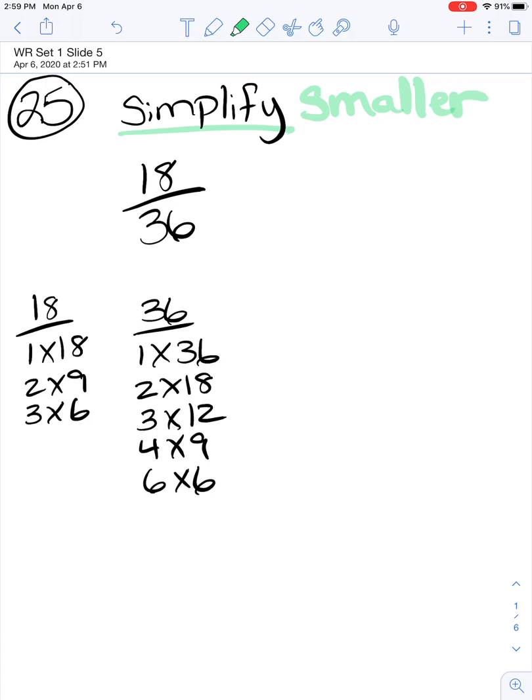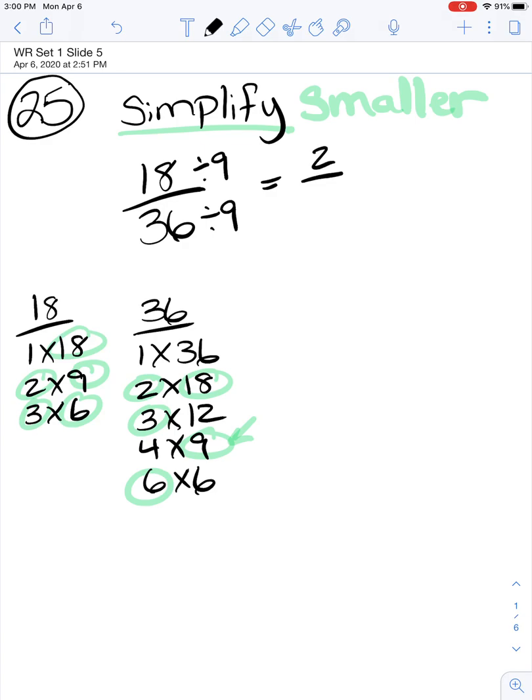So with this, 18 goes into both, 9 goes into both, 2 goes into both, 3 goes into both, and 6 goes into both. Since 18 is kind of a hard number to divide by, we're going to go ahead and do 9 because that's the next highest. So because we're making them smaller, we're going to divide. Whatever I do to the bottom, I do to the top. 18 divided by 9 is 2. 36 divided by 9 is 4.